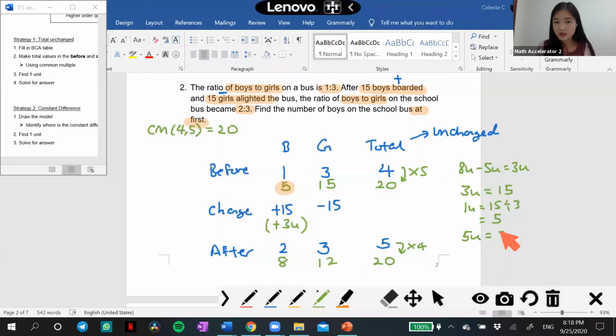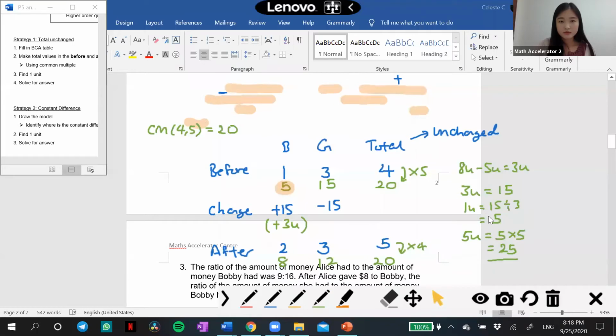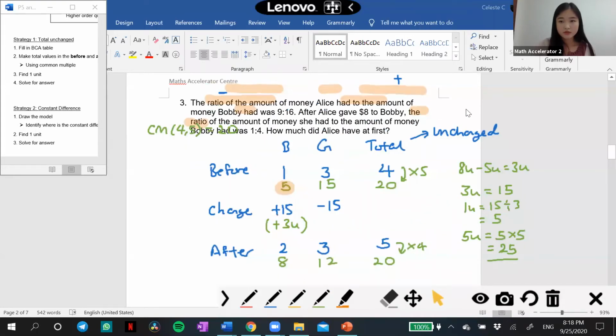And you have 1 unit. Right, so 5 times 5. There were 25 boys on the school bus at first. Okay, any questions? Okay, let's go to the next page, question 3.